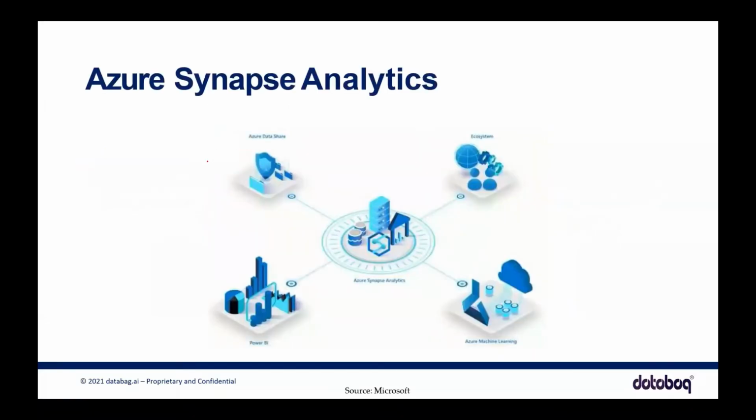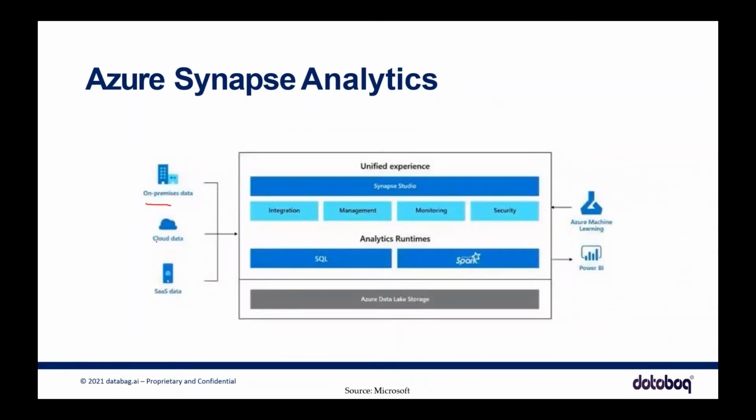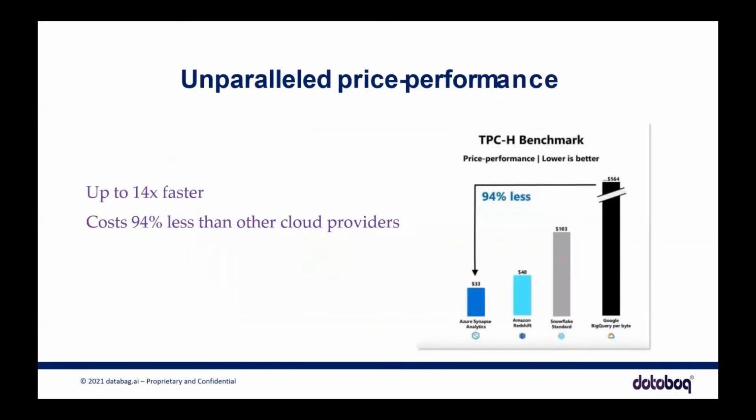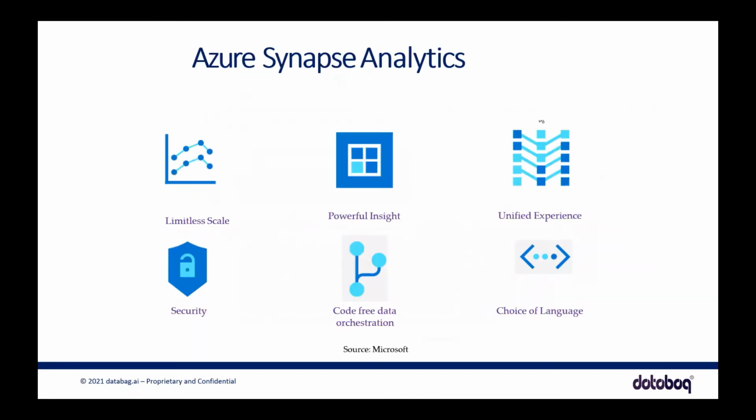Again, the same thing, the Azure Synapse ecosystem. It's a unified single platform, which can connect to different machine learning tools, Power BI, and different systems, on-premise and cloud. It gives you a unified experience: Synapse Studio, integration, management, monitoring, security. The underlying parts for Azure Synapse are SQL and Spark. We will see that, and machine learning and Power BI are already integrated with it. So without wasting time, let's get into the demo part and see.